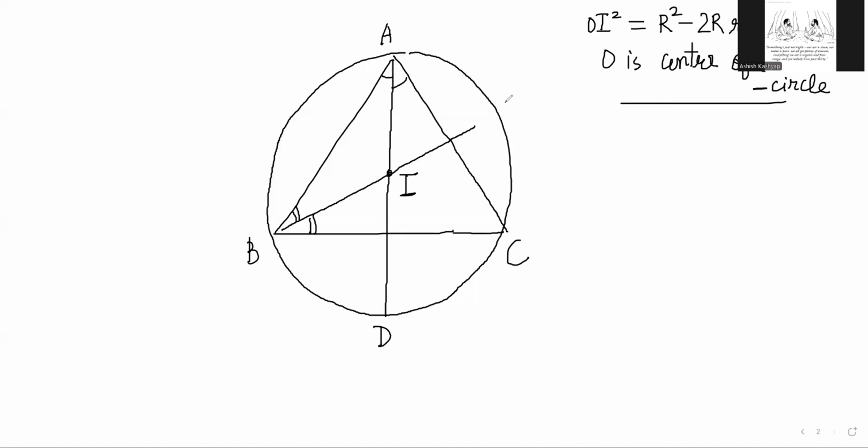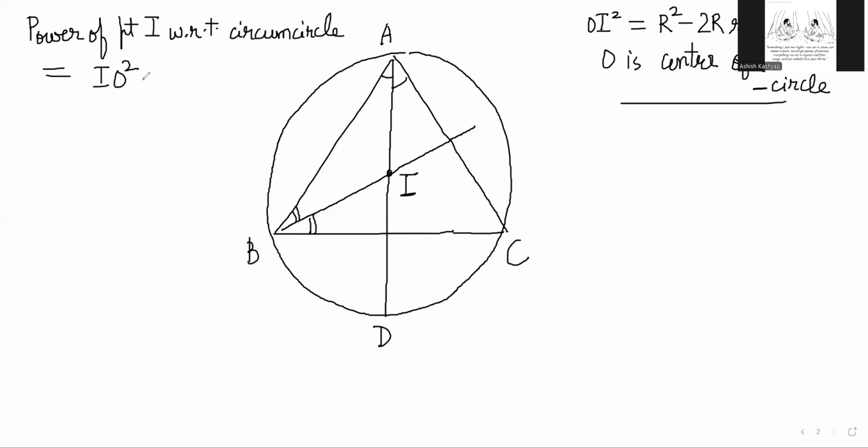The point here is this thing. If I think of the power of point I with respect to the circumcircle, that will be equal to R square minus OI square. Why? Because the point I is inside the circle. Since the incenter is inside the circle, power of a point will be written as R square minus OI square.